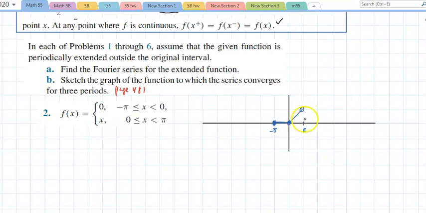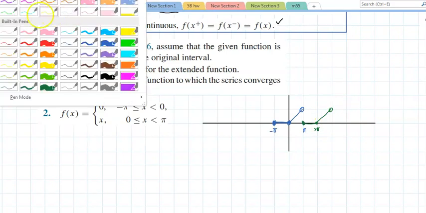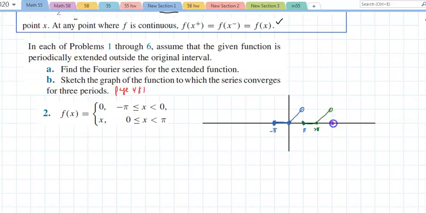And if I sketch another period, well, it's going to do the same thing. If I move to 2 pi, and a third period, assume this is 3 pi, so pi, 2 pi, 3 pi, and it's going to extend all the way to 4 pi. And that would be 3 full periods.